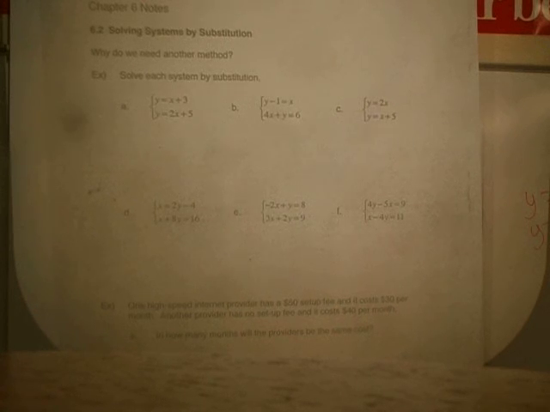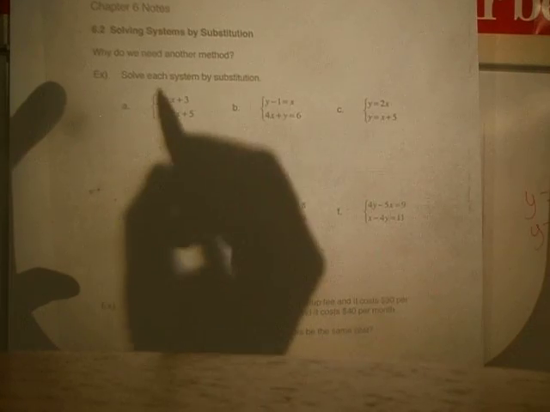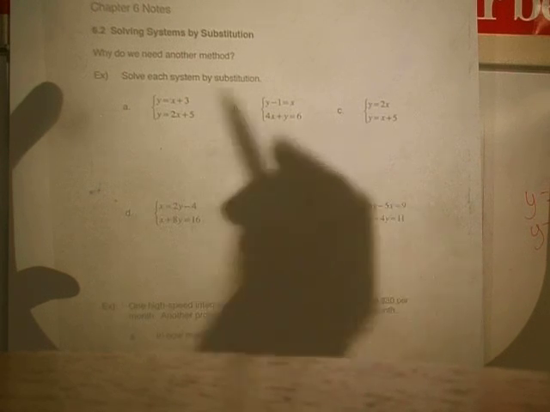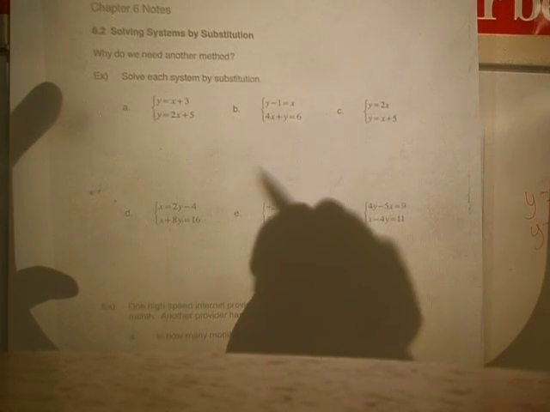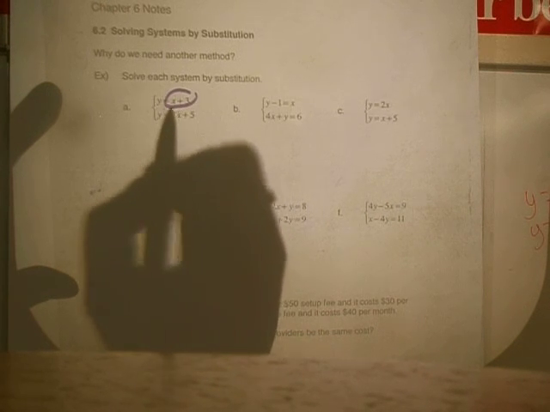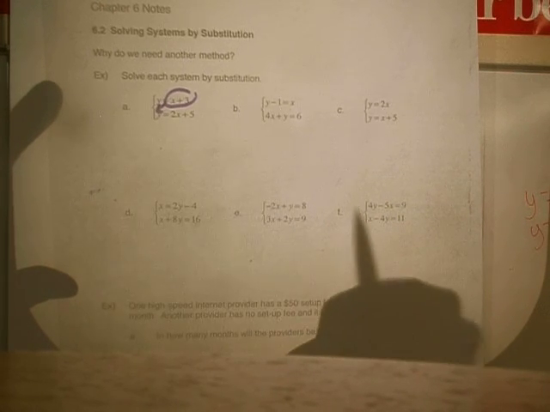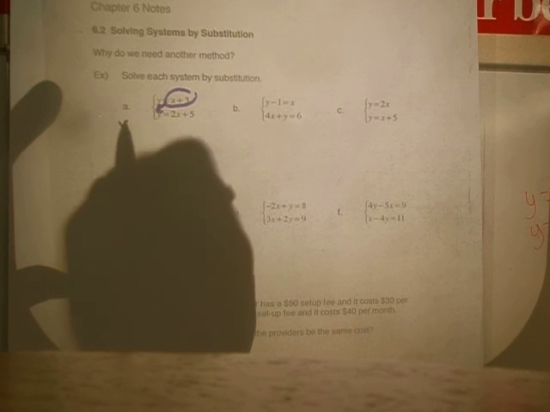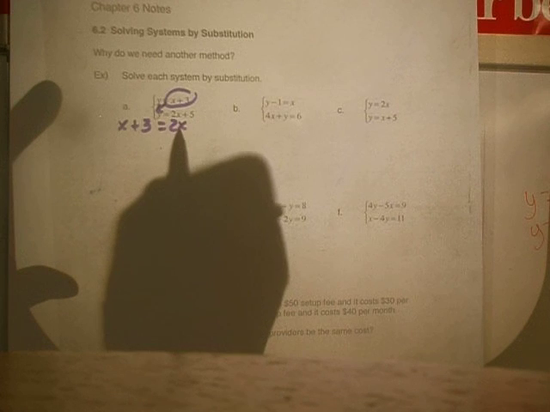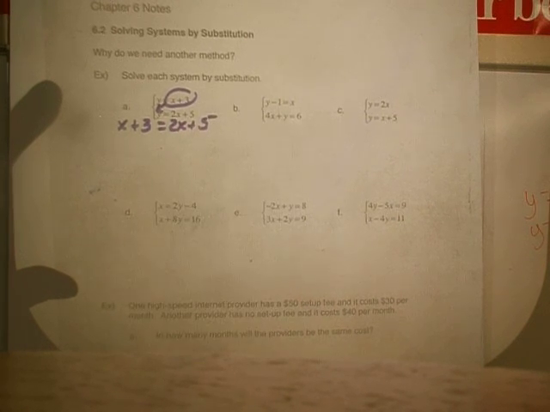We're actually going to look at 3 other methods this week. The first one is solving by substitution. If you look at this first example, this says y equals and y equals. Those y's are going to have the same value. They're going to equal the same thing. So we're going to take this and put it in place of that y, and that will become x plus 3 equals 2x plus 5.